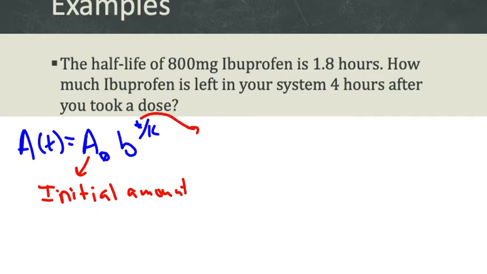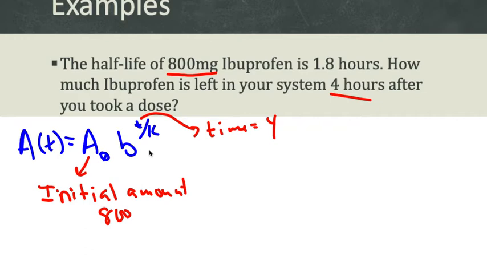t is the time. All right, so your time for this one is going to be 4 hours. Your initial amount is how much ibuprofen you took, which is 800, so that'll be 800. And then b and k are related to each other. So b is your base of the exponential function, and k is how long it takes to achieve that base.